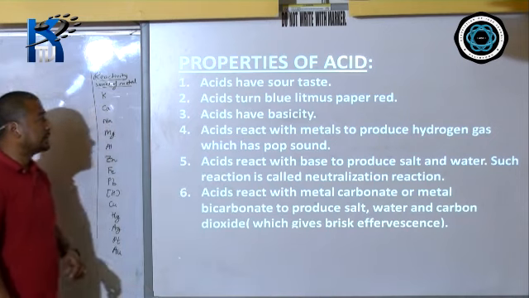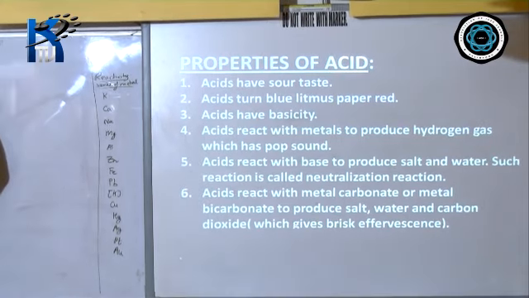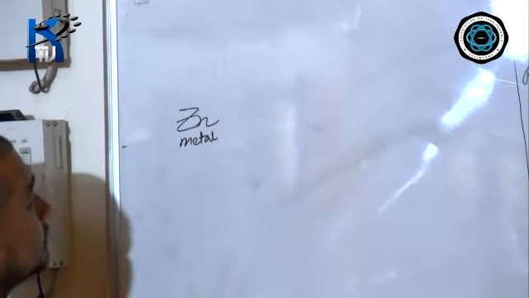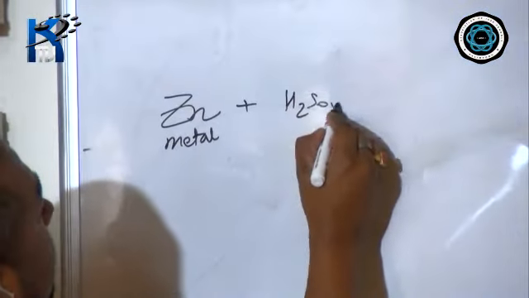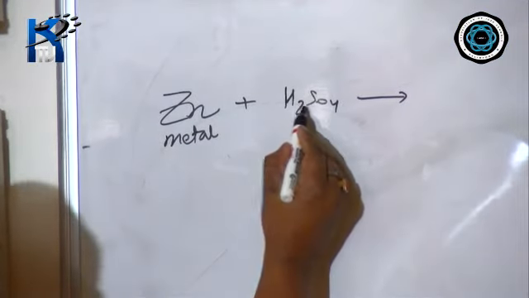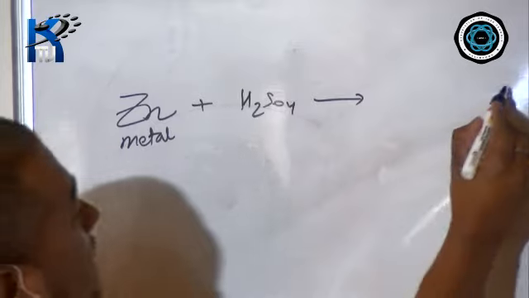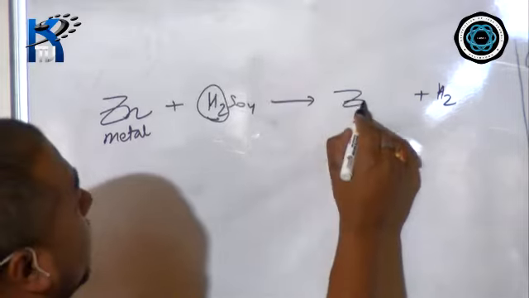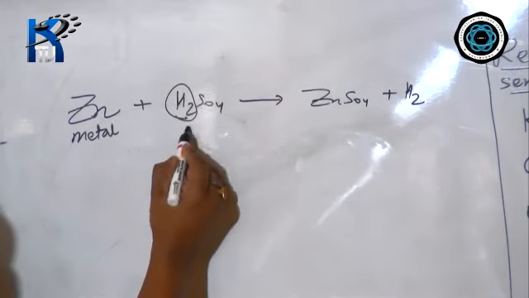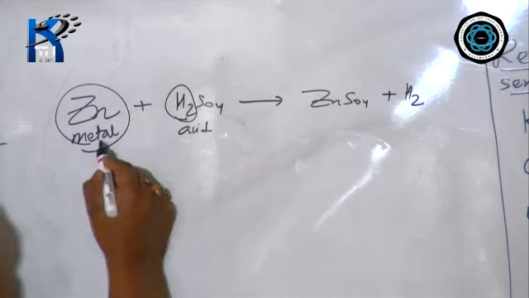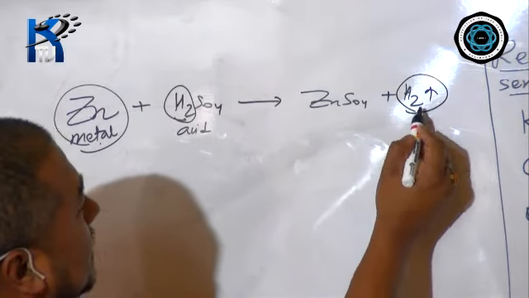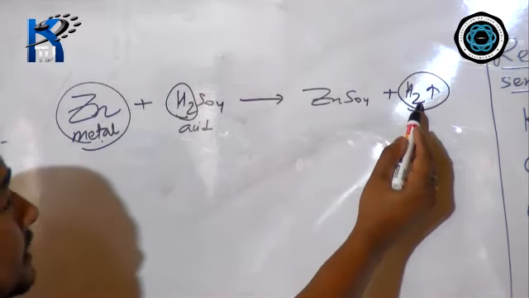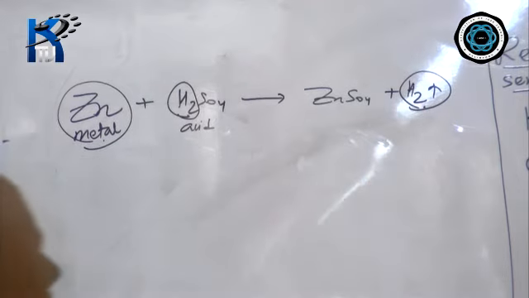Now, to give you an example of this, I am here. One example of metal can be given as zinc. Zinc is a metal. Now, it is reacting with an acid like sulfuric acid. Whenever acid reacts with metal, hydrogen gas is displaced. H2 will come out, and zinc and sulfate will combine to form zinc sulfate. So whenever any acid reacts with metal, it liberates hydrogen gas, and this gas has a pop sound. So always remember, students, acid reacts with metal to produce hydrogen gas, which has a pop sound, and this is one of the properties of acid.